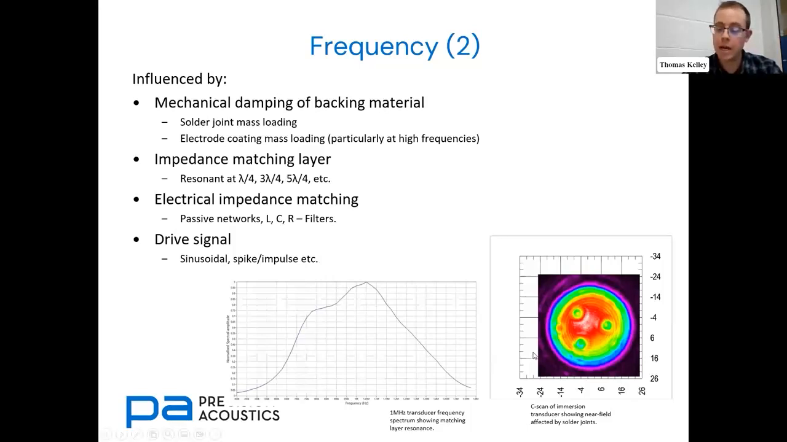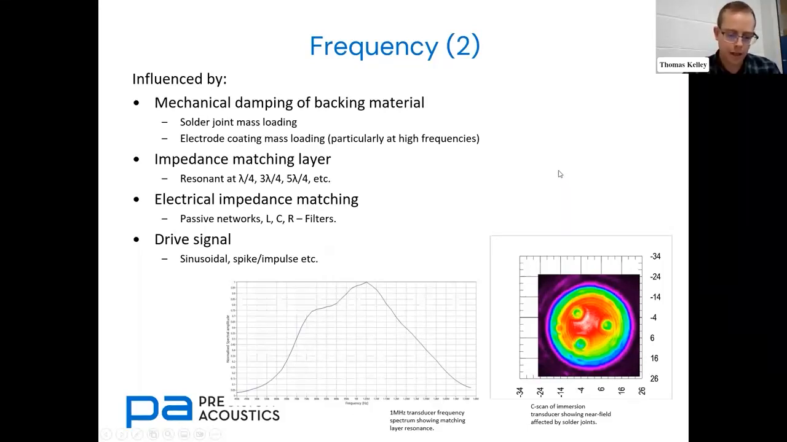In addition, we may get mass loading from soldered joints. The bottom right, this rainbow colored image, was a C-scan of an immersion transducer, a plain piston transducer with 3 soldered joints on the back of the piezoceramic element. And you can see them very clearly in this near field scan, essentially a proxy for surface vibration amplitude. So as you can see, the electrode connections are something you must think about with quite some importance as well.